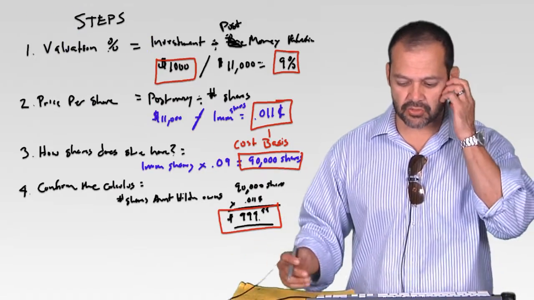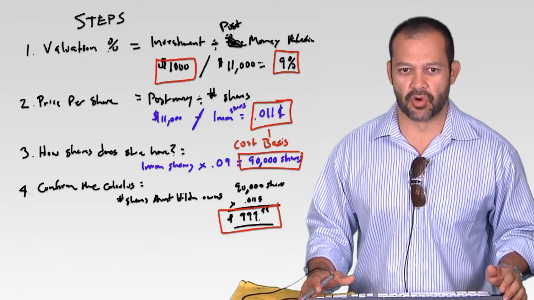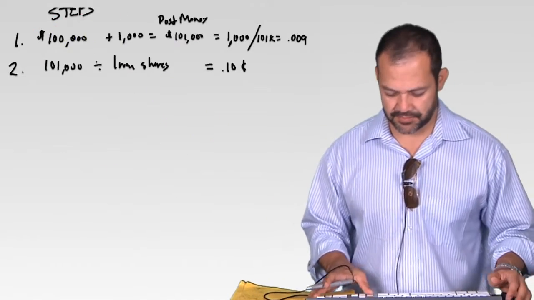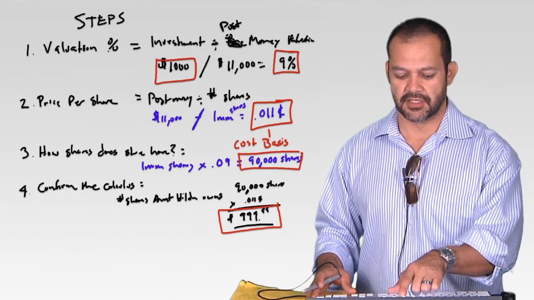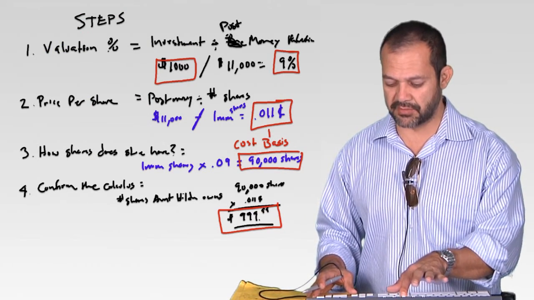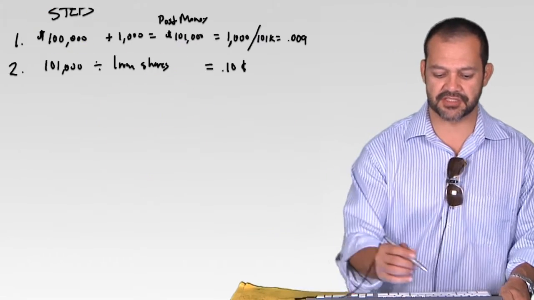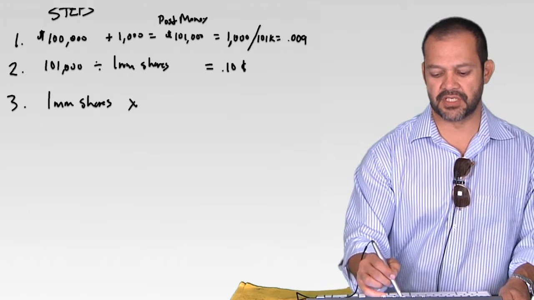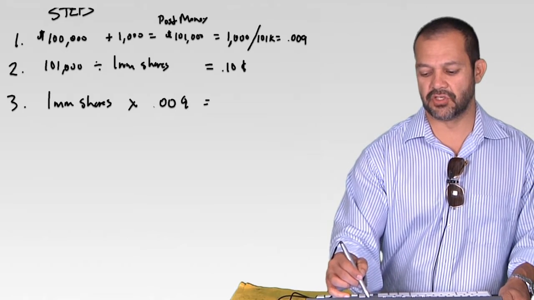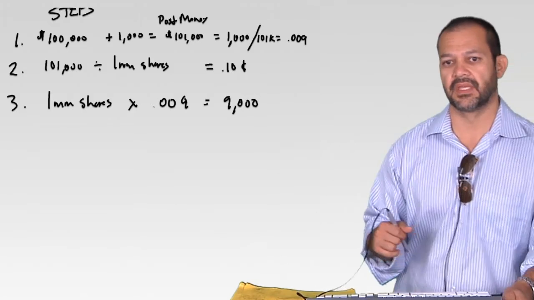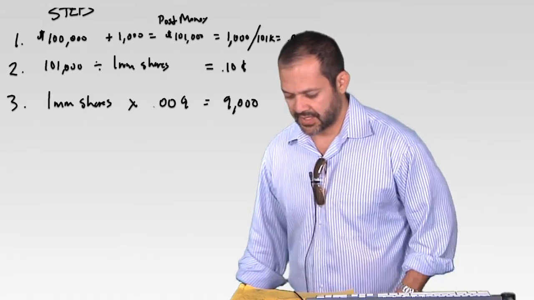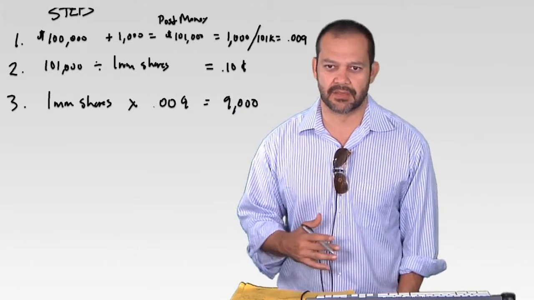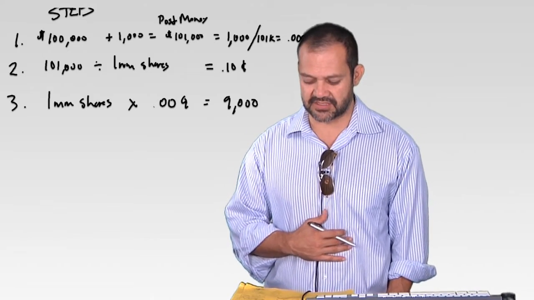Well, I had 90,000 shares before. How many shares do I have now? And you're going to say, well, that's pretty simple. You're going to take 1 million shares, because we still have 1 million shares, times the percentage that she has. So you take 1 million shares times 0.009, which is going to give you roughly 9,000 shares. So this is the new math. You might just round it up to 10,000, she's your Aunt Hilda. But we're being very technical at this point.